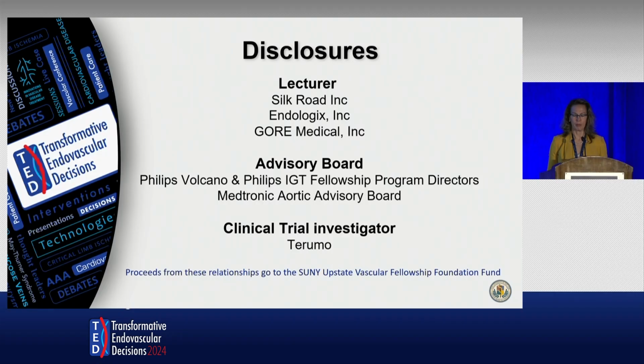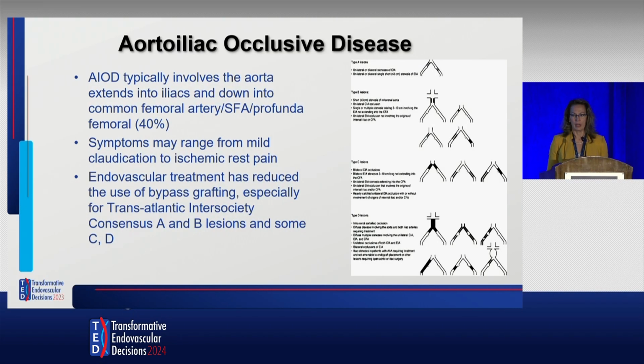These are my disclosures. As you've seen, aortic occlusive disease has been differentiated based upon the involvement of the aorta and iliac segments, whether it's stenotic or occluded, based upon the TASC A, B, C, and D categorization. Until recently, endovascular repair for TASC C and D lesions has really been a challenge. Often criteria were relegating them to management by open repair.